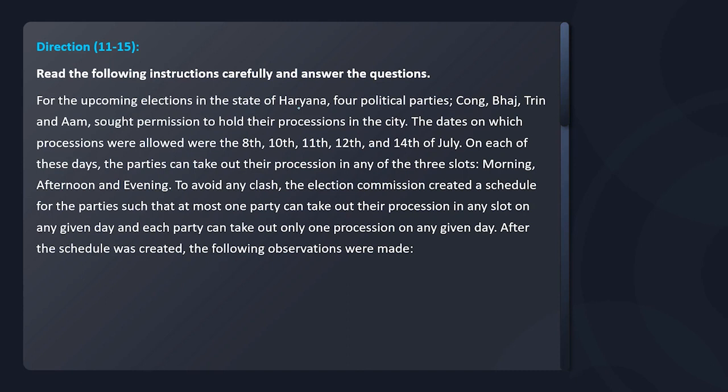For upcoming elections in Haryana, there are 4 political parties, C, B, T and A, who are asking for permission for their processions. The dates are 8, 10, 11, 12 and 14. And on each day, there are 3 slots: a morning slot, afternoon slot and evening slot. Now, there are 2 conditions given by the Election Commission. On every slot, 1 slot is 1 party.